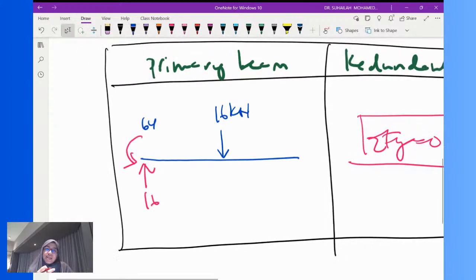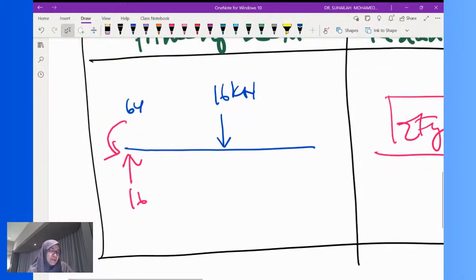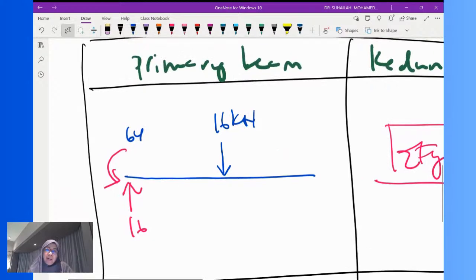So this is the primary beam, and this is the reaction. Negative 64 is the moment at A, and positive 16 is AY. There is no AX because this is a beam, and AX is equal to 0. So we have completed the reaction in the primary beam.